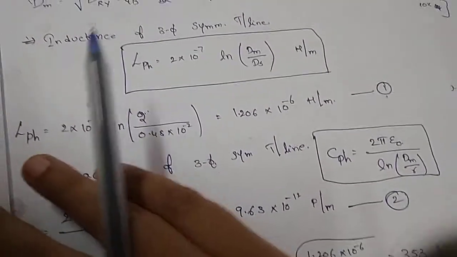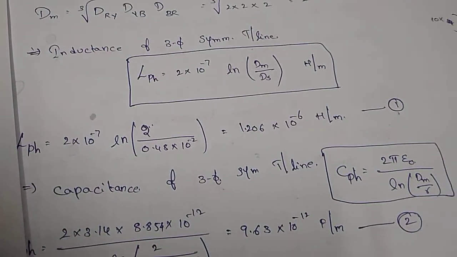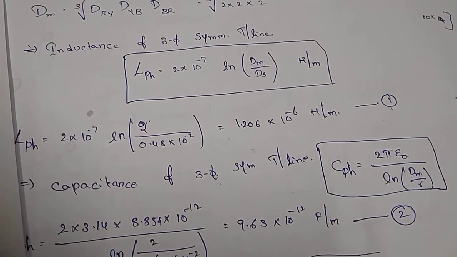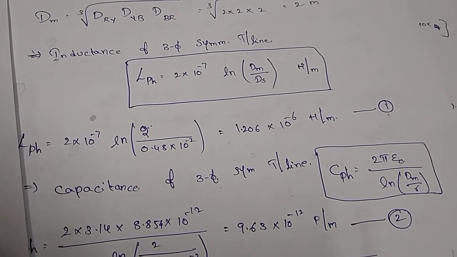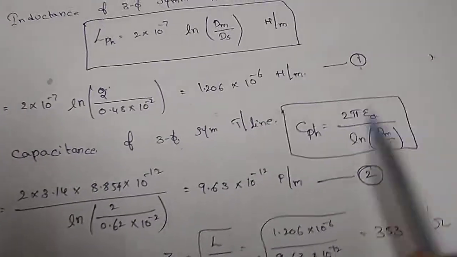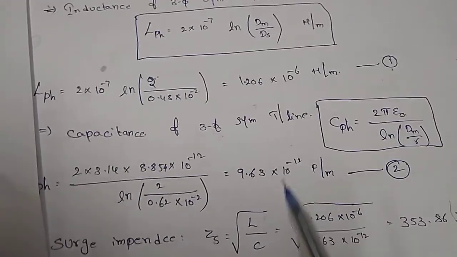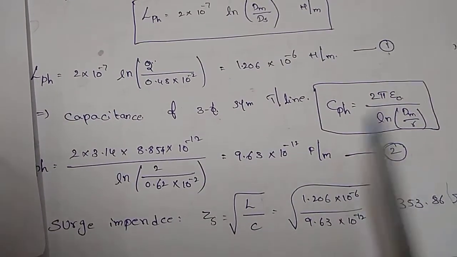please remember, for the capacitance we will not consider the GMR value. We never considered. Whatever the capacitance is, it is surface to ground now. So the effective radius will be the complete one. So that's why we will consider directly the radius. Again I am placing all the values and finding out this.